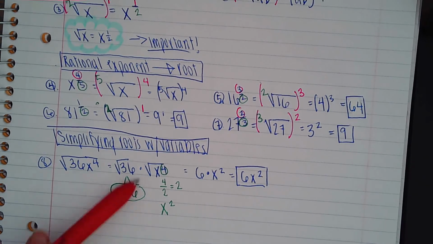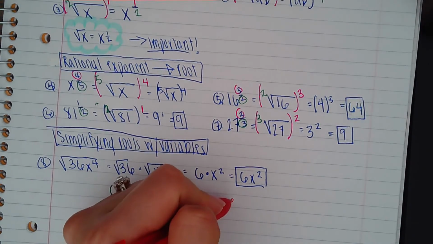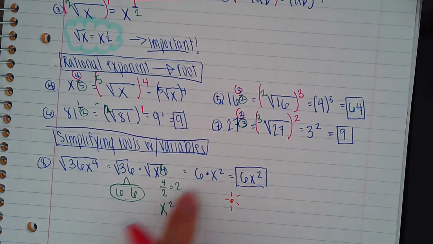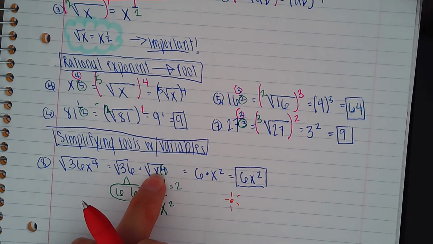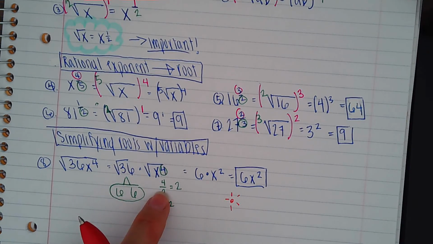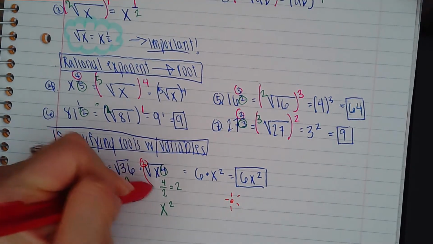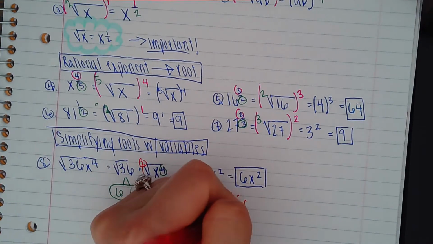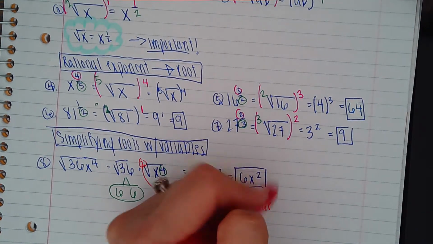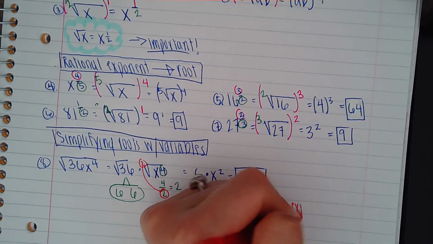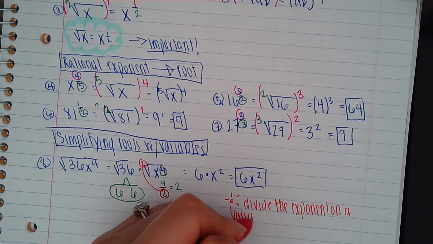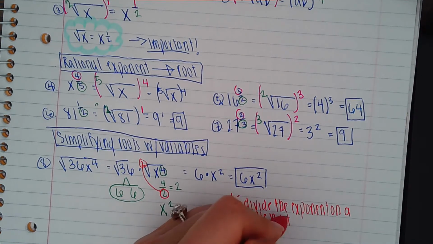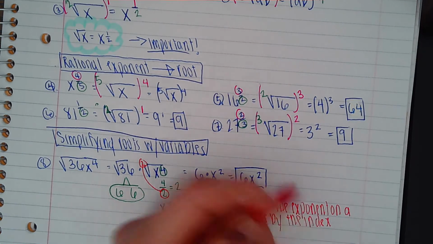The best tip I can tell you is, in order to find out what is here, divide the exponent on a variable by the index number. So this is the variable, right? And it's to the 4th. We divided it by that index number. Remember, this is 2, and this is where we got the 2 from. So divide the exponent on a variable by the index number.